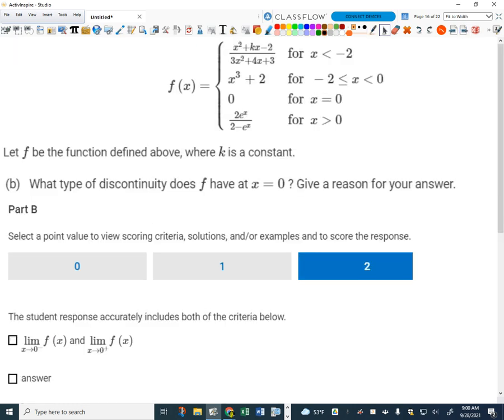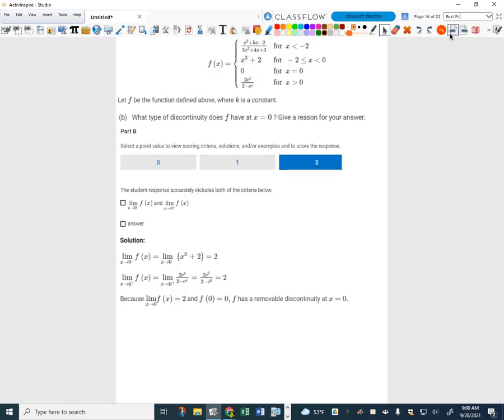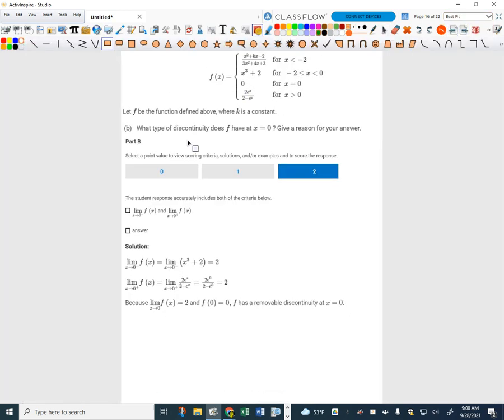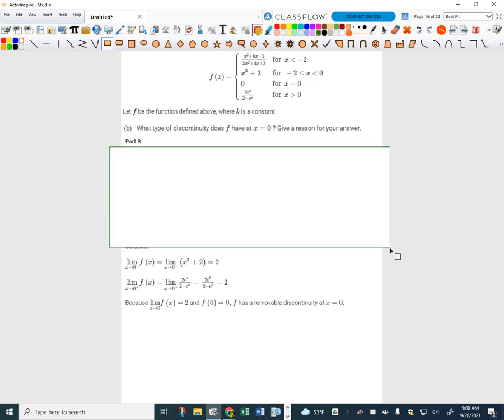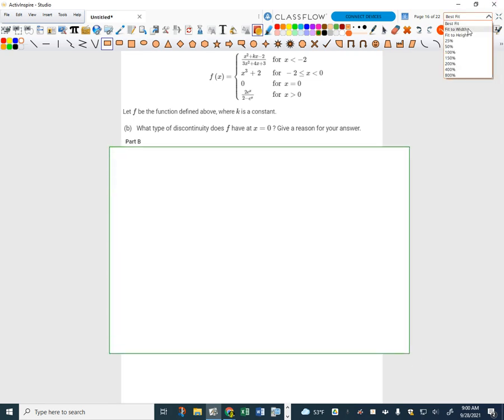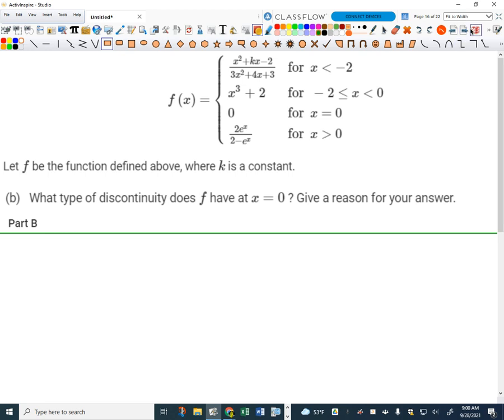So what about part B? What type of discontinuity does f have at 0? Give a reason for your answer. Okay, so what about, here, let me cover this stuff up at the bottom. Okay, so how are we going to approach this one at 0?